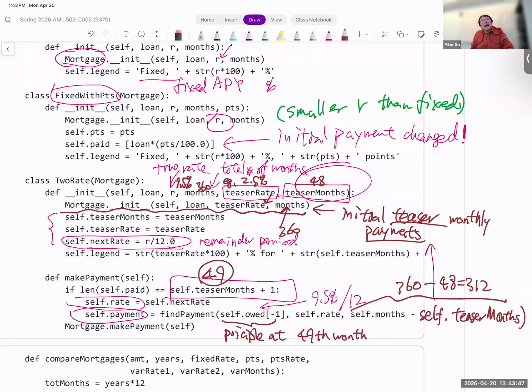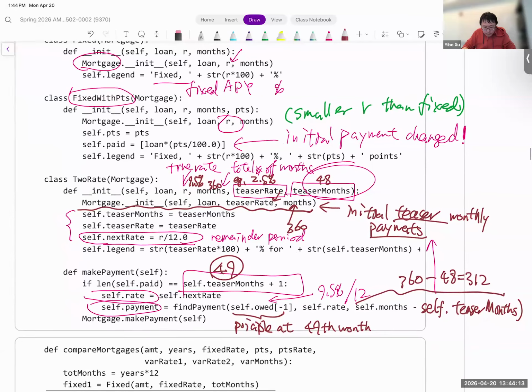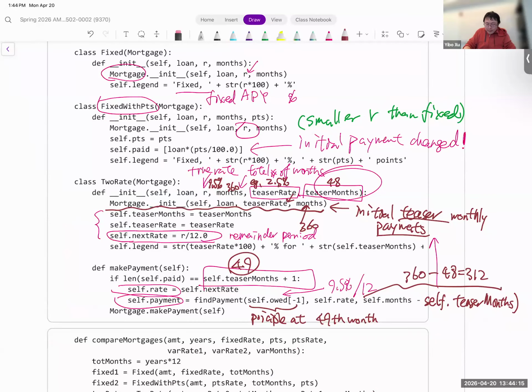Later we're going to realize that if you have a teaser rate like that, then 48 months will not really pay off much of the original principal. So it's still going to be really significant. Okay, so once we have the monthly payment established, then everything is pretty much not difficult to handle.